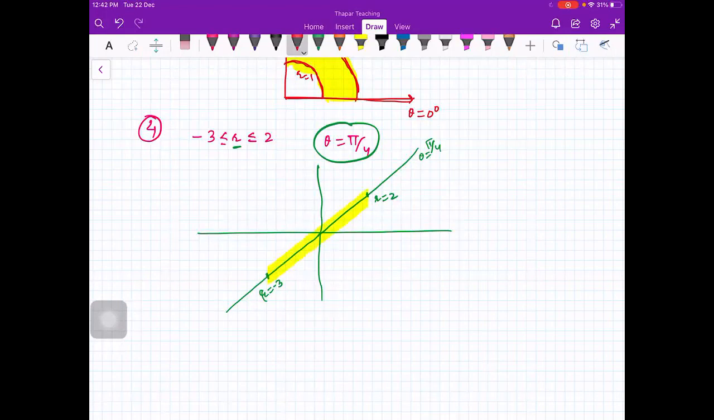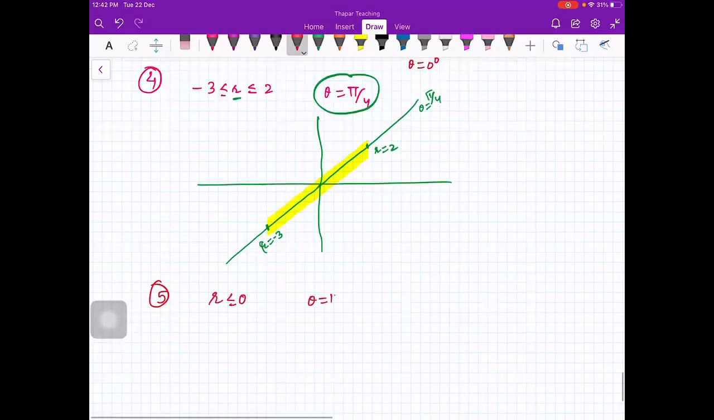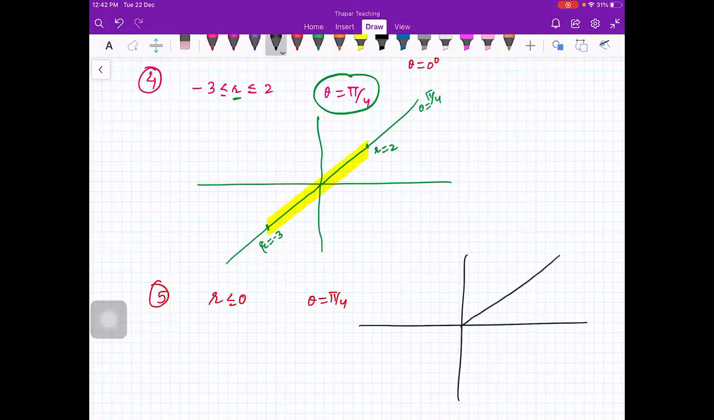Okay. So tell me what is this? r greater than or equal to 0... sorry, r less than or equal to 0, theta is equal to pi by 4. What is this? This is a ray. A segment in the third quadrant. Ma'am, this is just your point, theta. Segment. Theta is equal to pi by 4. And because we want r negative, this is the region we are talking about.